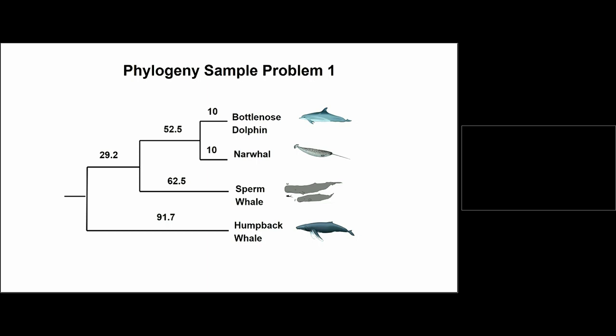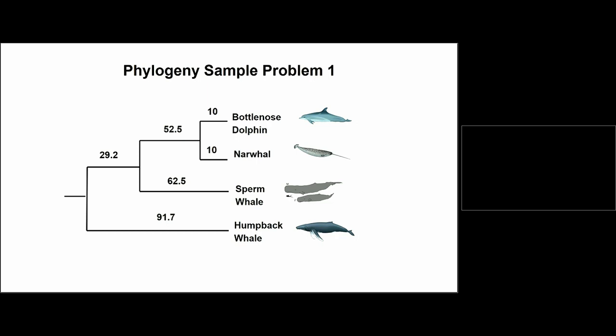Right? So again, all of these numbers are a relative expression of change. So when you look at this picture, you can see that more recently in evolutionary time, the bottlenose dolphin and the narwhal had a common ancestor. More historic to that, there was a common ancestor that eventually became the sperm whale, bottlenose dolphin, and narwhal. And then even further back from that, there was an organism that was the precursor to all of these.